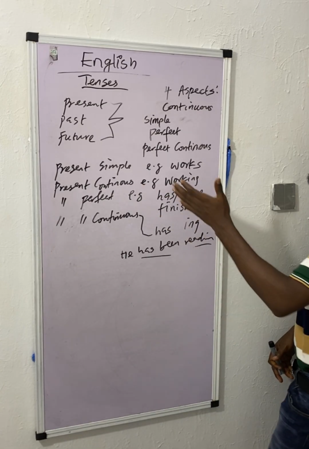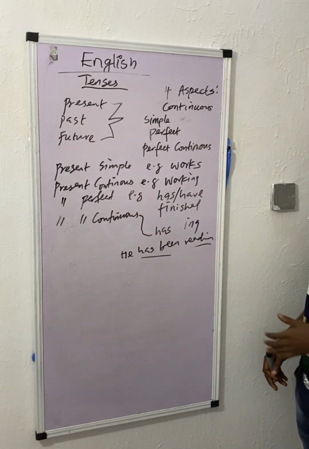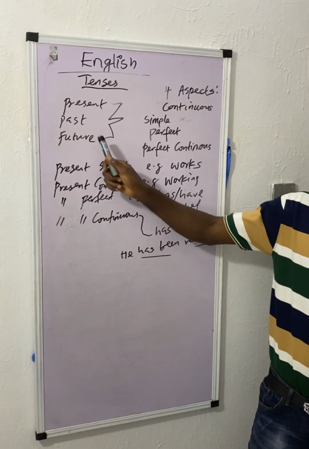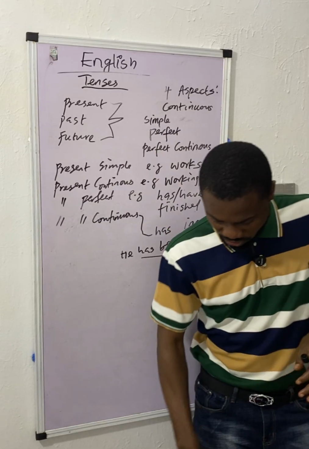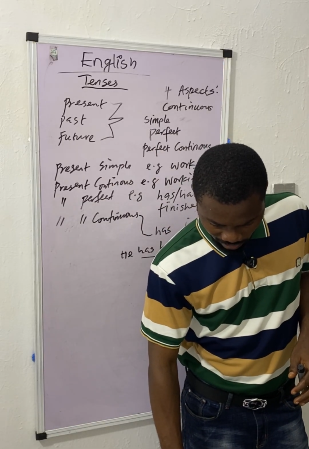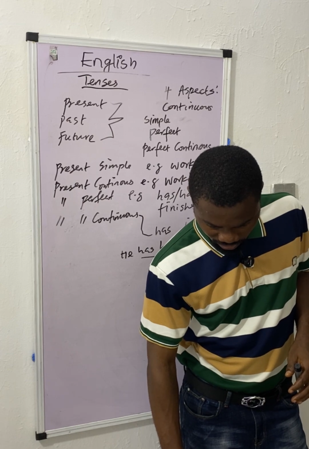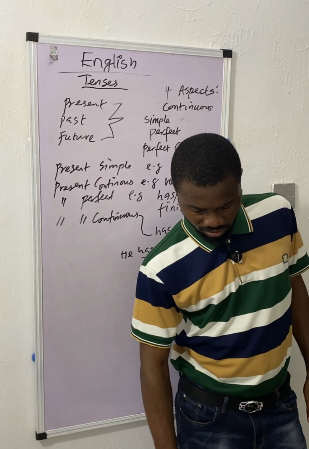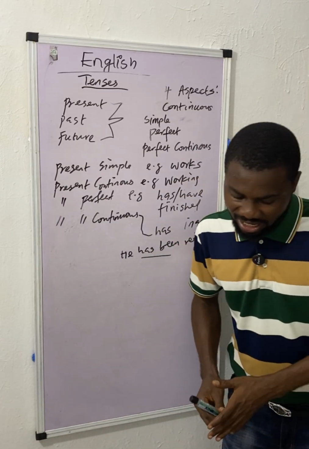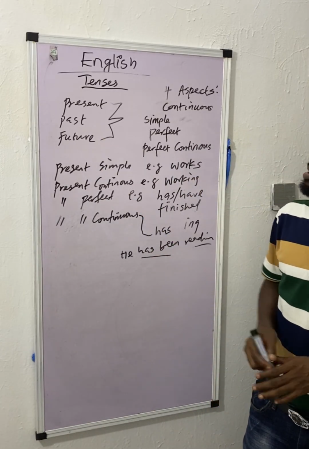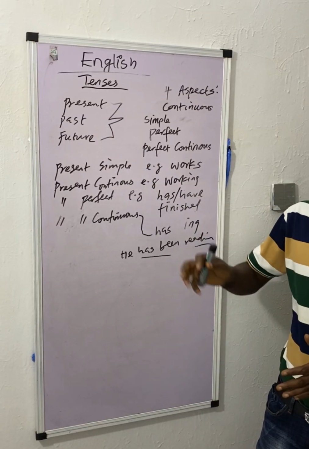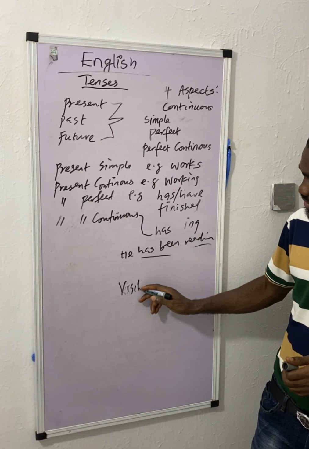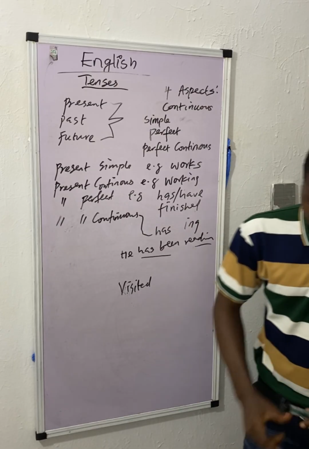For past tense, it's still the same thing. Past simple. It's just a simple past tense. He left the house. That's a simple past. You can see, they visited Paris last summer. Past simple. Just a simple past tense. Visited. That's that for that.